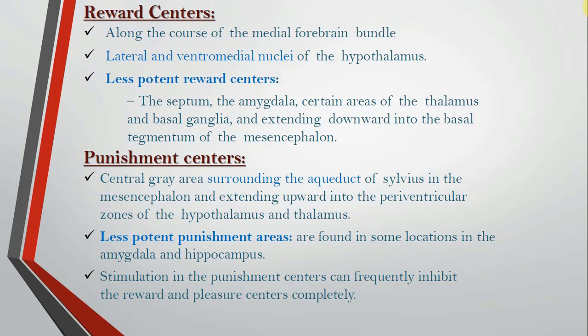Now the punishment centers: the central gray area surrounding the aqueduct of Sylvius in the mesencephalon and extending upward into the periventricular zones of the hypothalamus and thalamus. Some less potent punishment centers are found in some locations in the amygdala and hippocampus. Stimulation in the punishment centers can frequently inhibit the reward and pleasure centers completely.